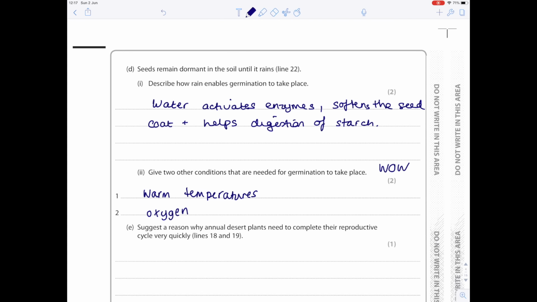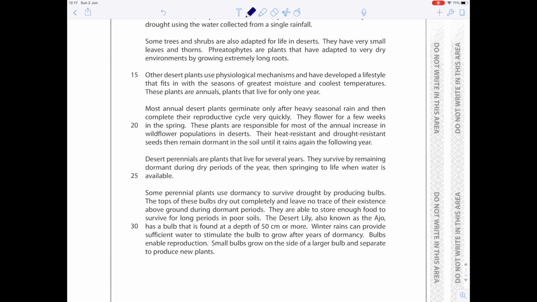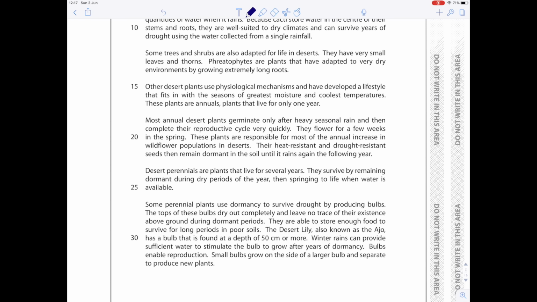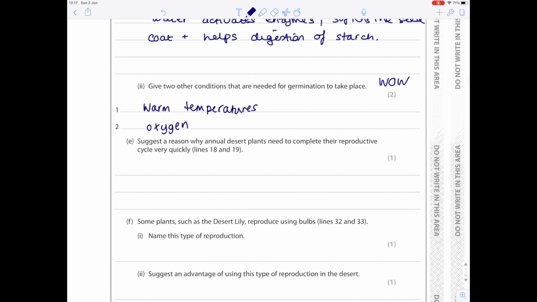Suggest a reason why annual desert plants need to complete their reproductive cycle very quickly, lines 18 and 19. Most annual desert plants germinate only after heavy seasonal rain and then complete their reproductive cycle very quickly. They flower for a few weeks in the spring. And the obvious answer here is that it's because the water needed for germination is only available for a very short amount of time.